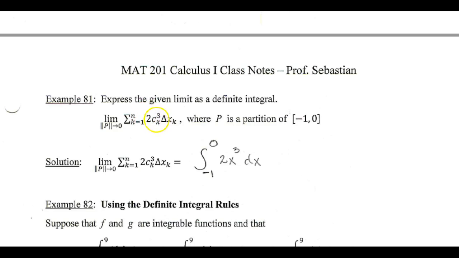So this part is your function. You just put an x in for c sub k. So that's 2x cubed. The delta x sub k becomes dx. And then I just need to know where my interval is from a to b. So a is minus 1, b is 0. So it's the definite integral from minus 1 to 0 of 2x cubed dx.